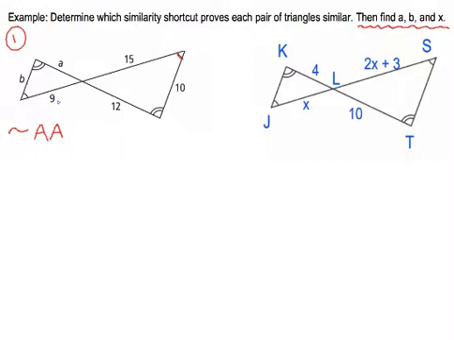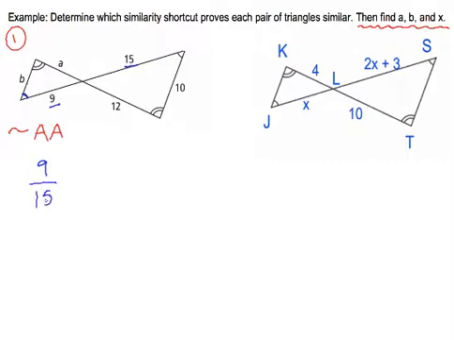This side length of 9 corresponds to this side length of 15. I know that by looking at the angles, right? So 9 is in between this angle and this angle that has no marking here. 15 is between the same two angles on this triangle. So those two sides correspond. So the ratio of the small triangle to the large triangle is 9/15.